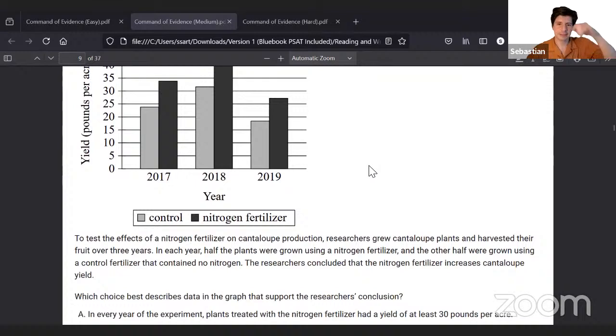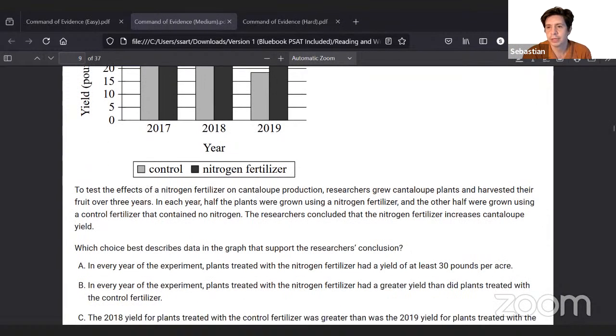To test the effects of nitrogen fertilizer on cantaloupe production, researchers grew cantaloupe plants and harvested their fruit over 3 years. Each year, half the plants were grown using a nitrogen fertilizer, and the other half were grown using a control fertilizer that contained no nitrogen. The researchers concluded that the nitrogen fertilizer increases cantaloupe production yield. Which choice best describes data in the graph that supports the researchers' conclusion?